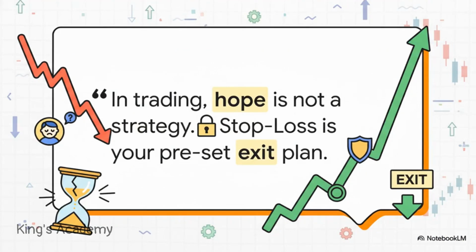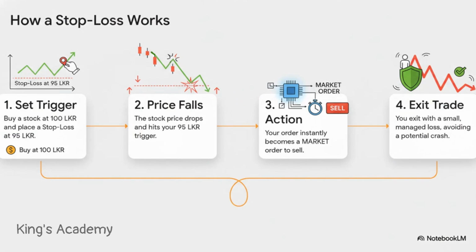I absolutely love this quote because it captures a massive shift in mindset. An amateur trader buys a stock, watches it fall, and just hopes it'll come back. A professional trader doesn't hope. They have a predefined exit plan, a stop loss, that protects their money if they're wrong. Let's just walk through exactly how this works.